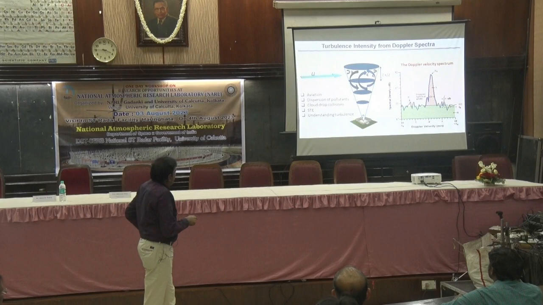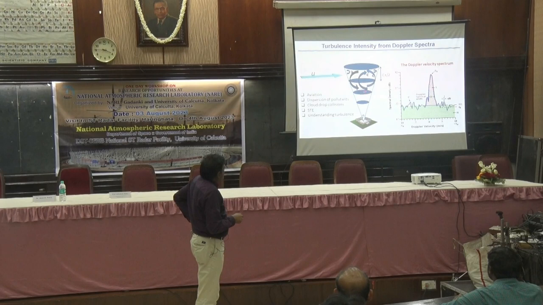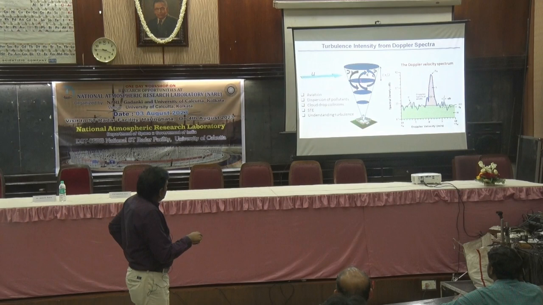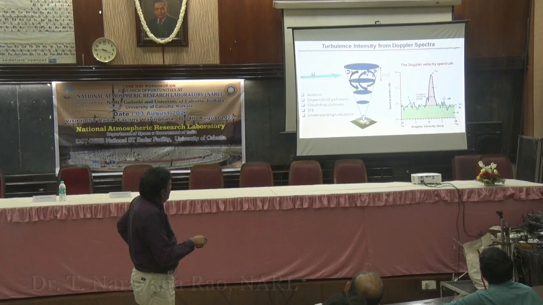But how am I telling these things? See, if the wind is blowing in this direction, and let us say these turbulent motions, I have drawn them with my hand, so you can see they are all irregularities. These turbulent motions are there. For example, wind is blowing in this direction, and because of this wind there will be a shift from zero; depending on the wind speed, the spectra will be shifted.